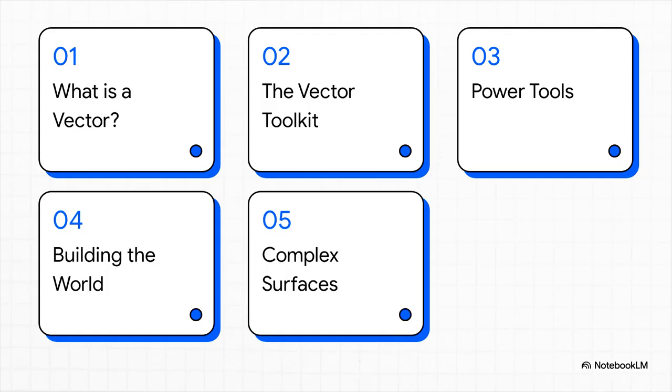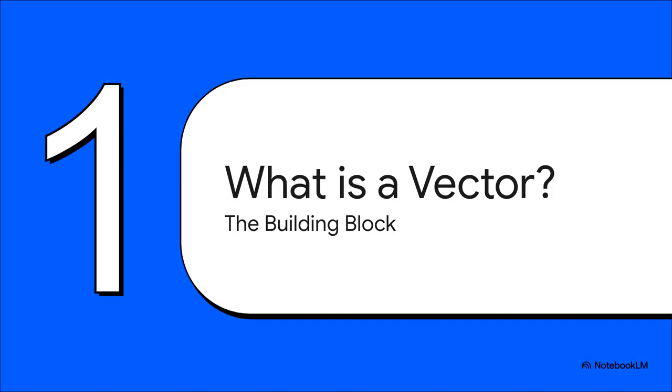Here's our roadmap for this explainer. We're going to start with the absolute basics. What is a vector? Then we'll build up our toolkit with some basic operations. After that, we'll bust out the power tools, the dot and cross products. And finally, we'll use all of that to actually build things like lines, planes, and even some pretty cool complex shapes. All right, let's jump right into section 1.